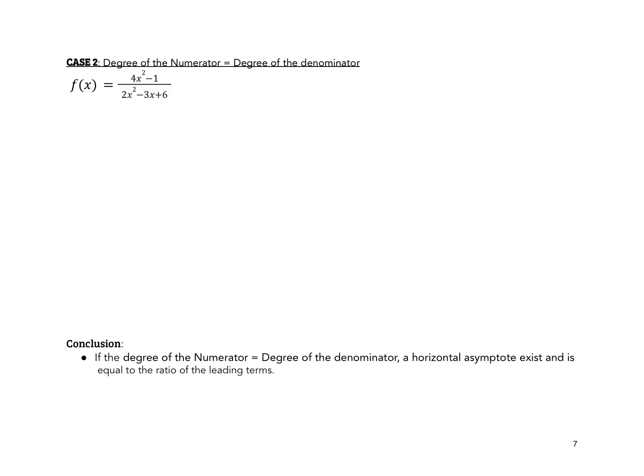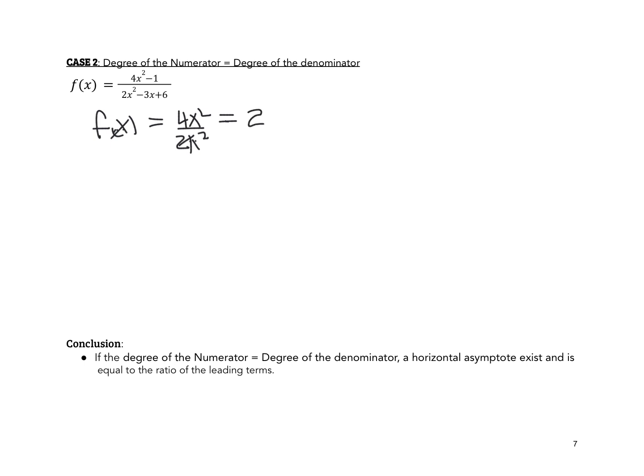So here we have case number 2, where the degree of the numerator equals the degree of the denominator. So again, identify the dominating terms and simplify. So I have f of x. f of x is going to be equal to 4x squared, and I'm dividing by 2x squared. And when I simplify that, I'm going to get 2.